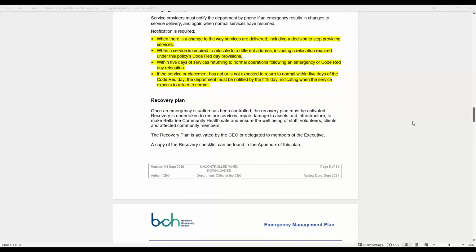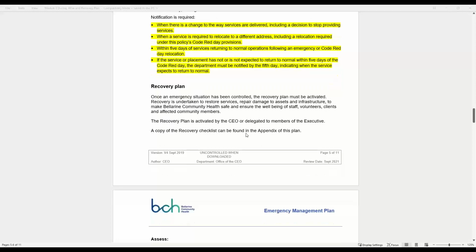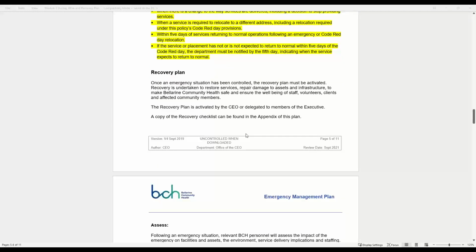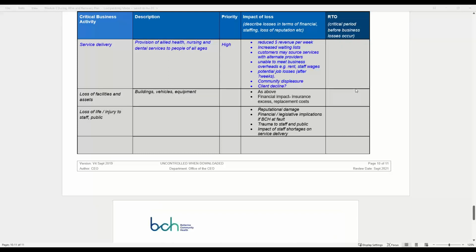So essentially there are a number of key steps in terms of activating the emergency management plan. What happens after that is the recovery plan. The recovery plan is activated by the CEO or delegated to members of the executive management team. A copy of the recovery checklist can be found in this document as well, and you can see that we've got that located down the bottom here, in terms of critical assessments that need to be done in terms of the assessment by BCH.